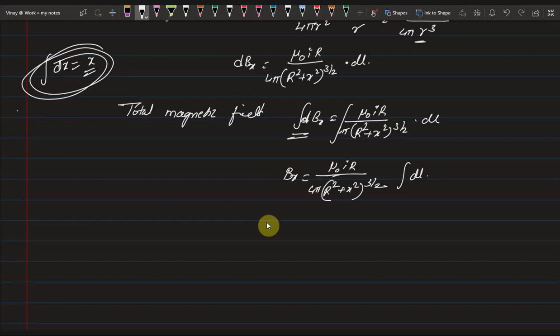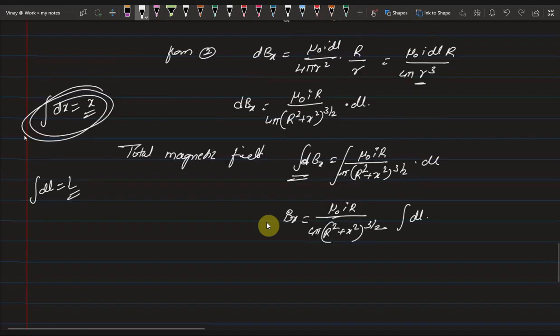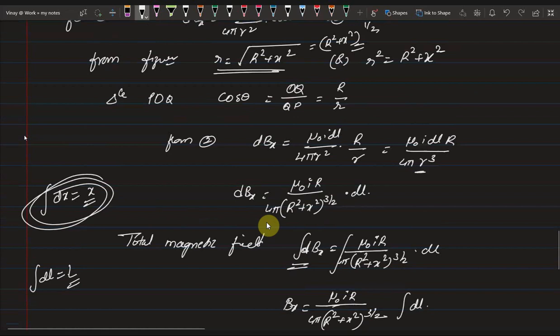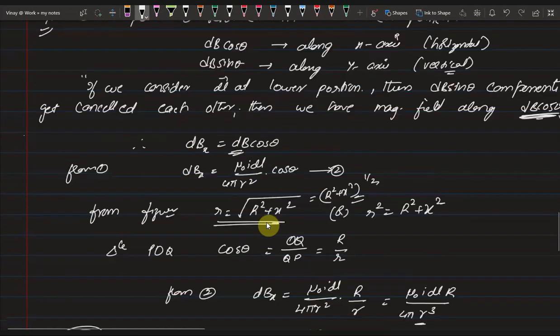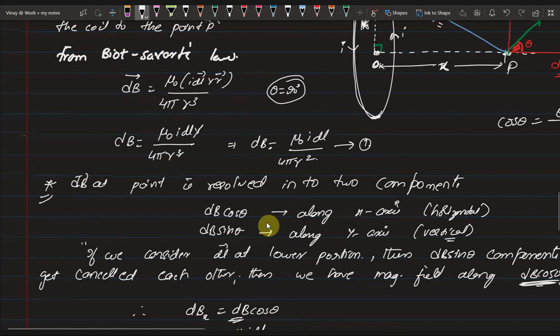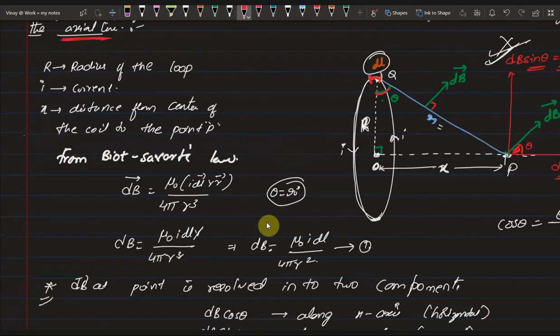But tell me, integration of dBx gives Bx, then integration of dl will give what? L, where L is the total length. Now, if you observe the figure, dl is the small length. So, if you integrate dl, you will get the total length.